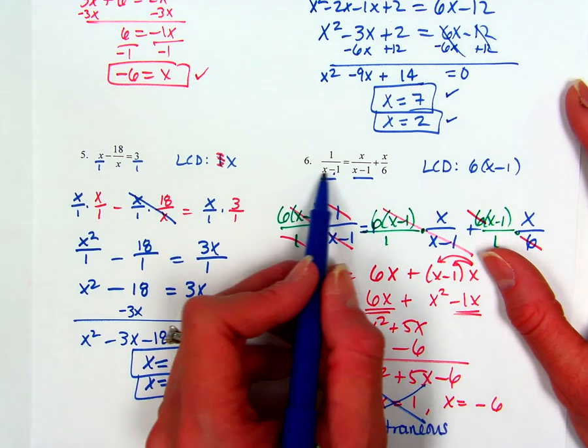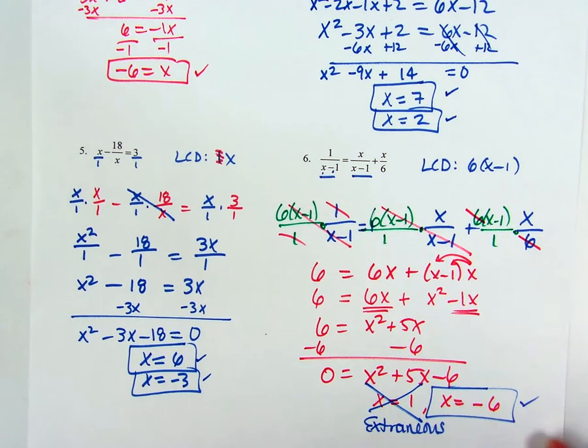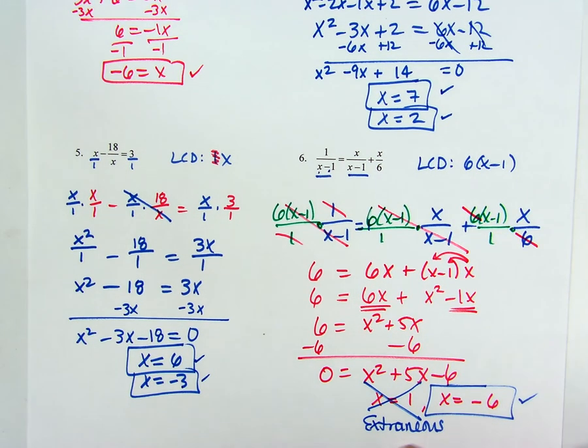All right, negative 6 minus 1 is negative 7. So as long as it gives me anything other than 0, it's okay. If it gives me 0, we're going to call it extraneous. This would probably be like an extra credit type of question on a quiz or a test.